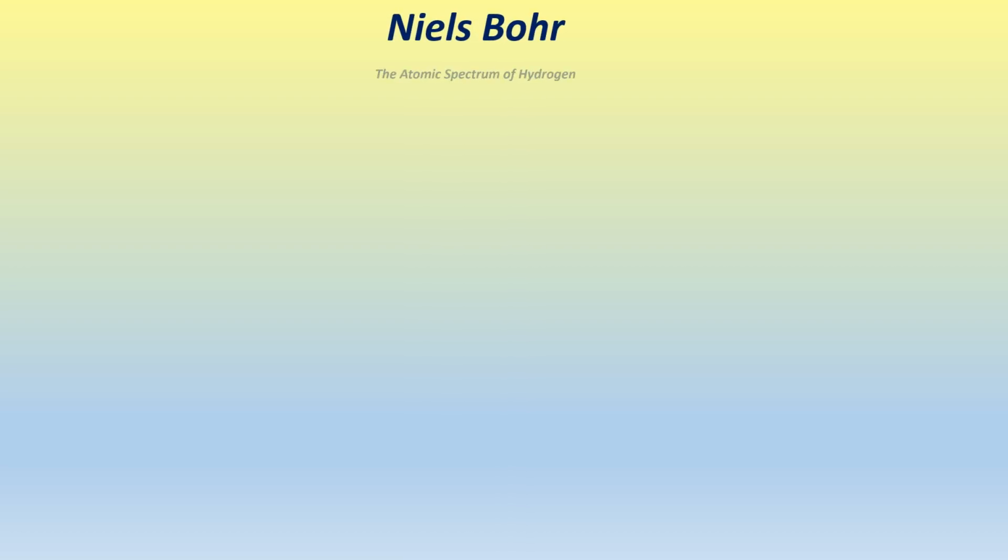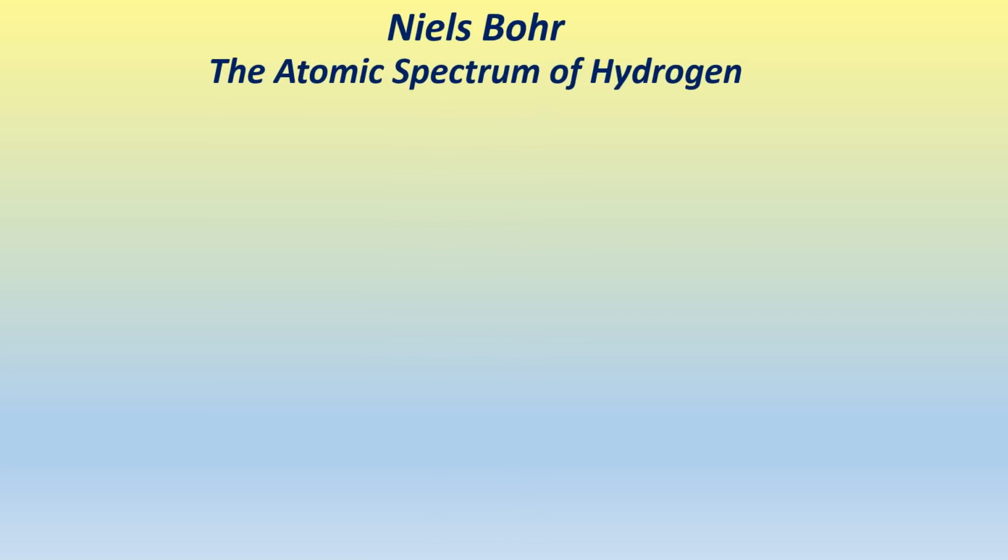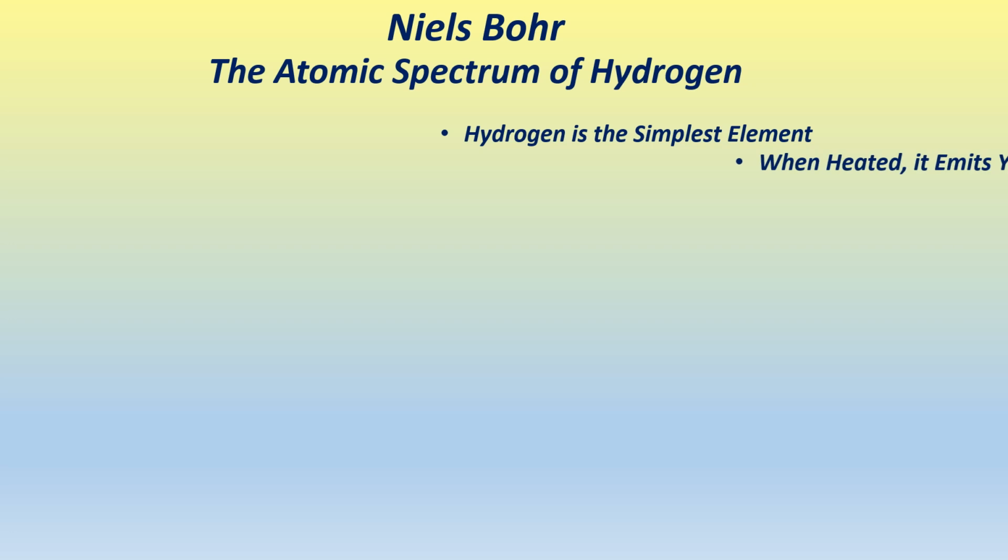The final key experiment was performed by Niels Bohr. He was taking what is known as the atomic spectra of hydrogen. As you probably know, most things begin to glow when they get heated. He chose hydrogen because it is the simplest element. Every element also gives off a specific color. In hydrogen's case, that color is yellow light.